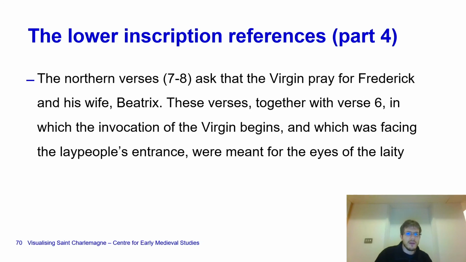Finally, the Northern verses, 7 and 8, ask that the Virgin pray for Frederick and his wife Beatrix. These verses, together with verse 6, in which the invocation of the Virgin begins, and which was facing the lay people's entrance, were meant for the eyes of the laity. They would also, of course, be seen by the canons, whose particular chapel was also located to the northwest.